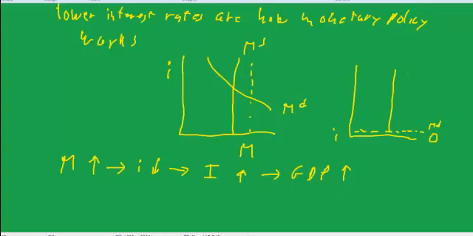create negative interest rates. So what happens is the central bank would keep increasing the money supply and the interest rate would stay at zero and nothing new would happen. If the interest rate is already zero, it can't go any lower, and so this channel is blocked, and that's the liquidity trap.